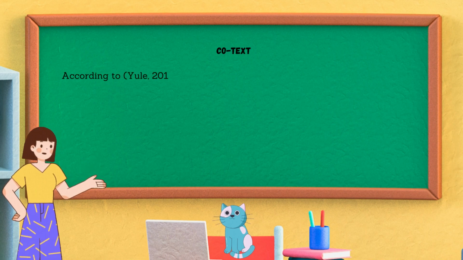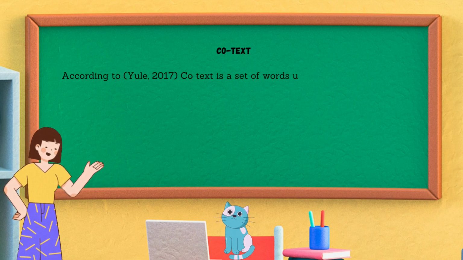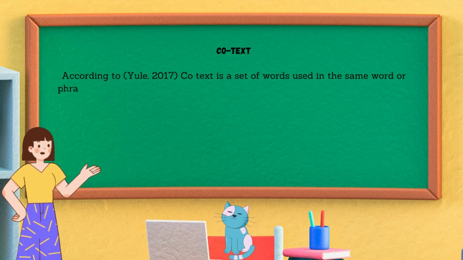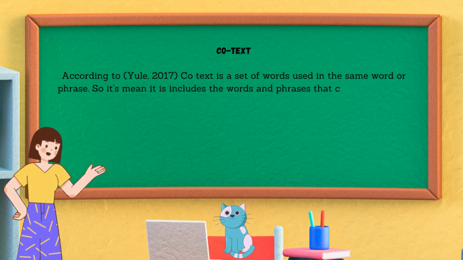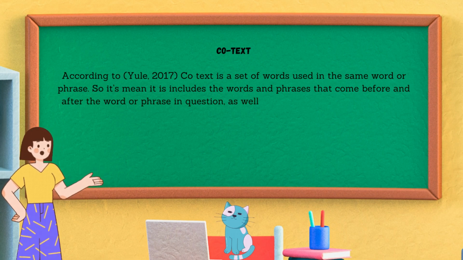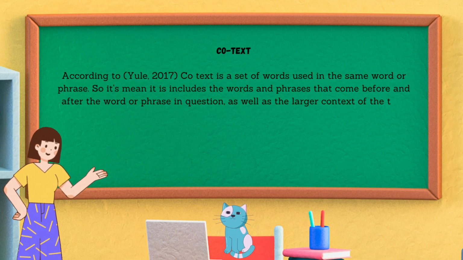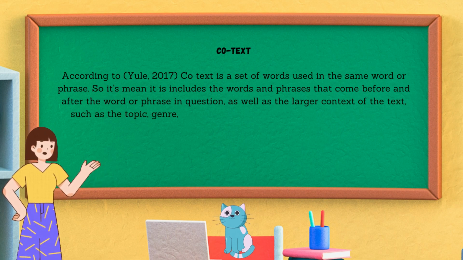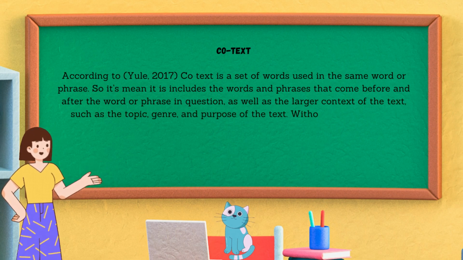Definition of context. According to Yule, context is a set of words used in the same word or phrase. So, it means it includes the words and phrases that come before and after the word or phrase in question, as well as the larger context of the text, such as topic, genre, and the purpose of the text.